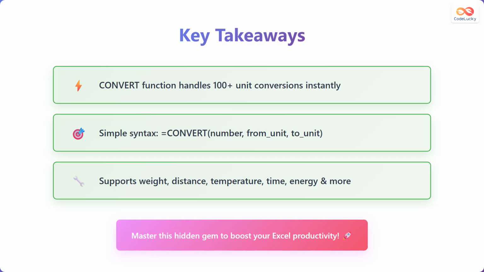To summarize, the convert function in Excel can handle over 100 unit conversions instantly. It follows a simple syntax: =CONVERT(number, from_unit, to_unit). Finally, it supports various categories such as weight, distance, temperature, time, energy, and more. Master this hidden gem to boost your Excel productivity.